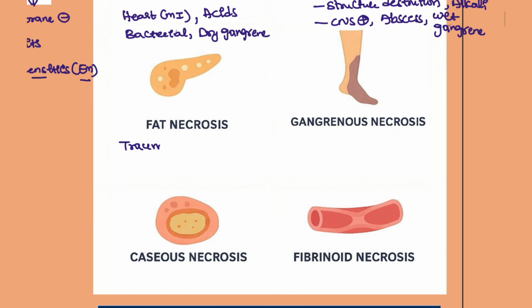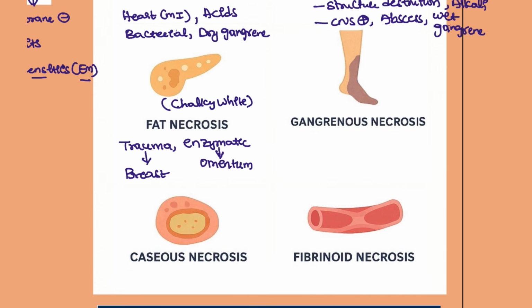Fat necrosis can be traumatic, and some can be enzymatic. If it is enzymatic, it can involve the omentum, and if it is trauma, it can involve the breast. Chalky white appearances you are going to see. Gangrenous, I just discussed, one is dry, the other is wet. Dry is going to be coagulative, and wet is going to be liquefactive.